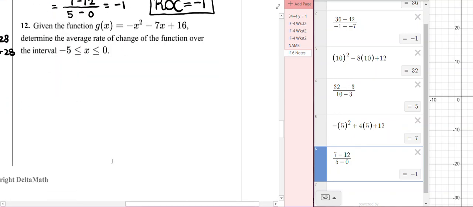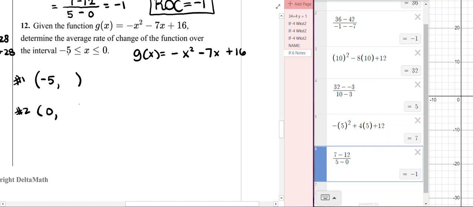Right? In this case, they're giving us the function that g of x is equal to negative x squared minus 7x plus 16. And they're telling us that the interval starts at negative 5 and ends at 0, the x interval, right? So for point number 1, we know that it's negative 5, comma, we don't know the y. And for point number 2, we know it's 0, but we don't know the y. Going to find out. So wherever we see an x, we're going to plug in our x values.